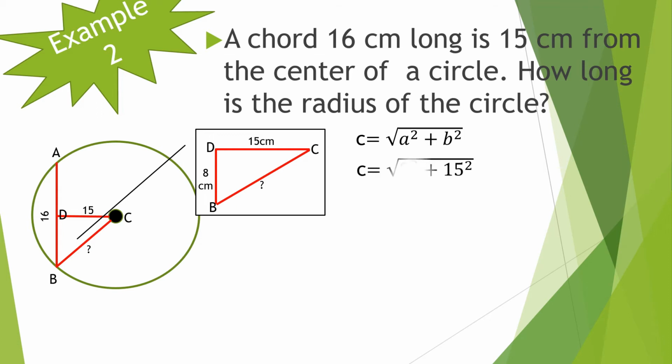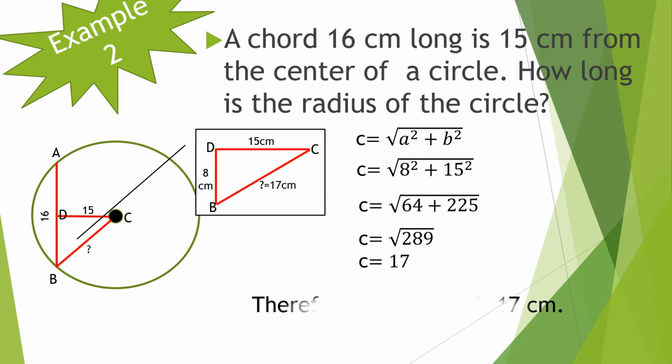So supposedly our A is 8. Let's just substitute in the formula, and B is 15. So what is 8 squared? That is 64, plus 15 squared, that is 225. Add 64 plus 225, that is equal to 289. What is the square root of 289? That is equal to 17. So we can say that BC, or the radius of the circle, is equal to 17 centimeters.